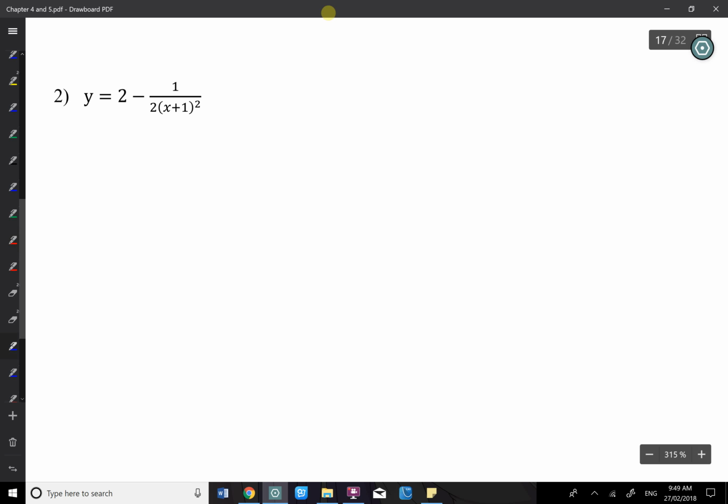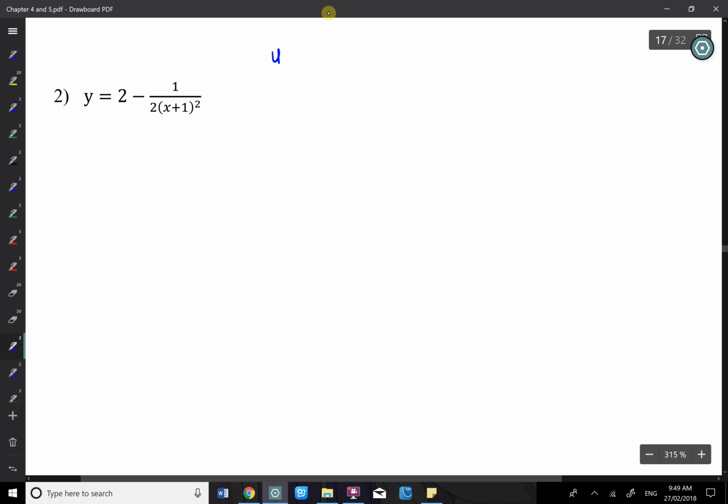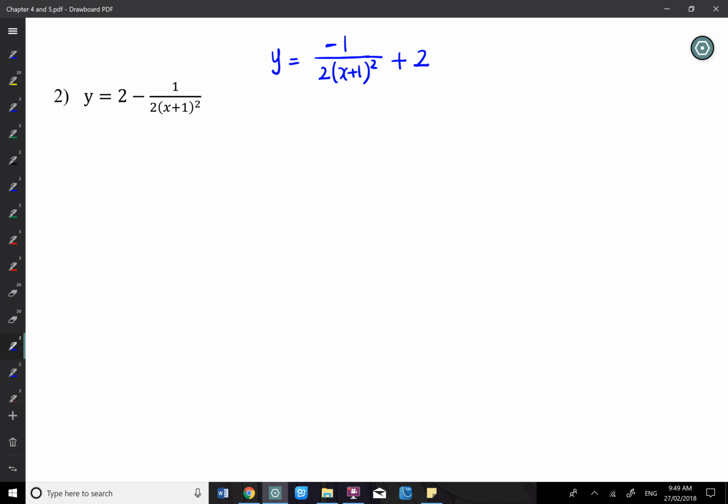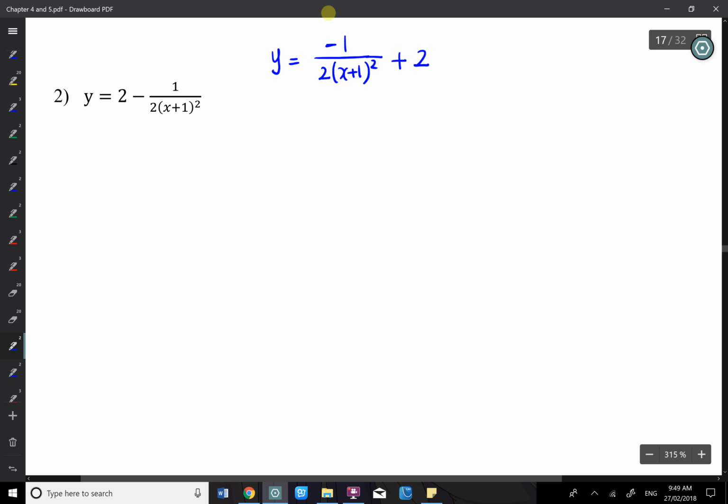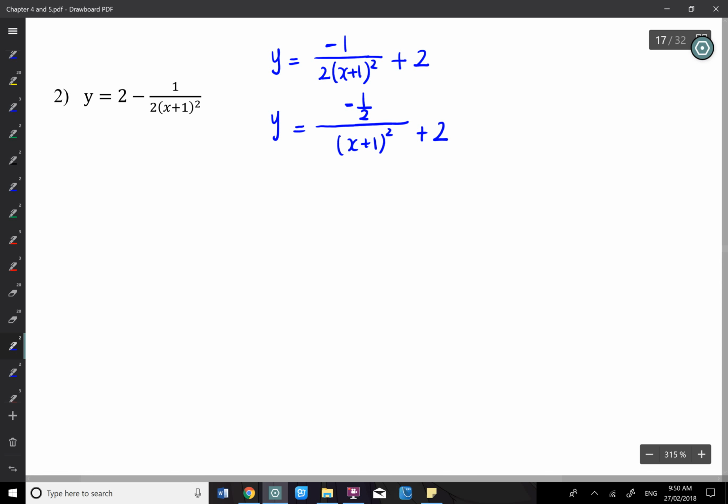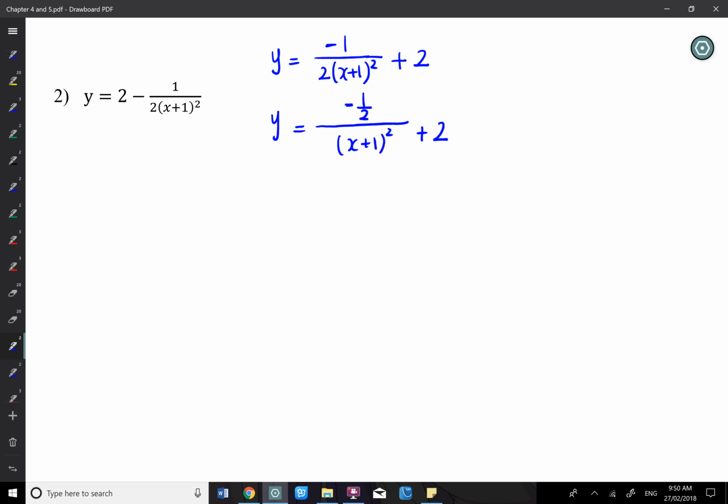So what I can do is make y equals -1 over 2 bracket x plus 1 squared, plus 2. I don't like the 2. I want to get it out from the denominator. So I will say y equals -1 over 2 over x plus 1 squared, plus 2. I will divide 2 on both top and bottom. Or I can say I will times a half on both top and bottom.